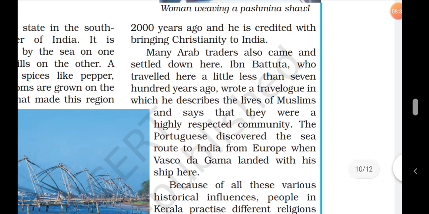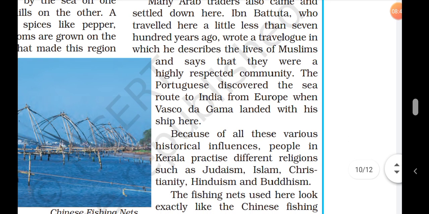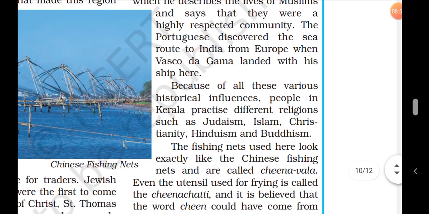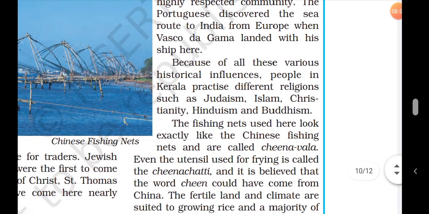Ibn Battuta was a famous traveler who traveled here a little less than 700 years ago and wrote a travelogue in which he described the lives of Muslims and says that they were a highly respected community. The Portuguese discovered the sea route to India from Europe when Vasco da Gama landed with his ship here.